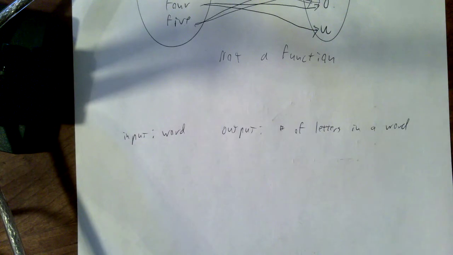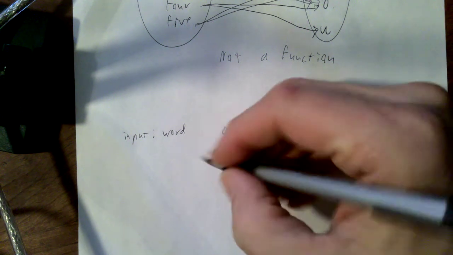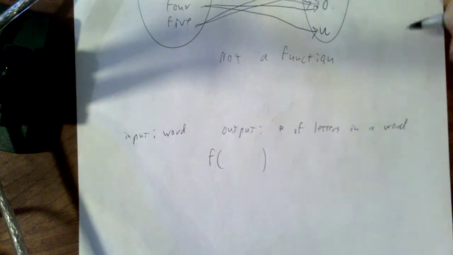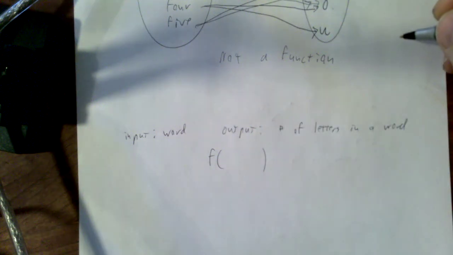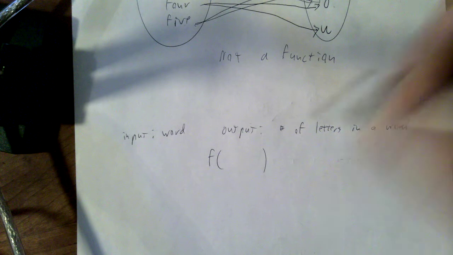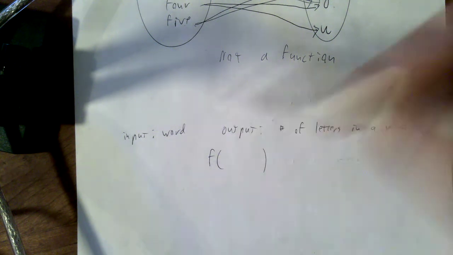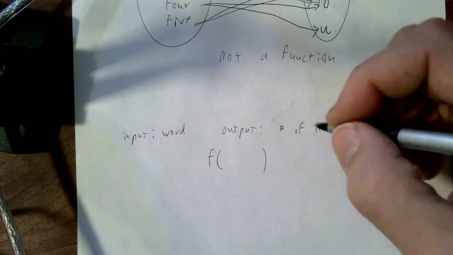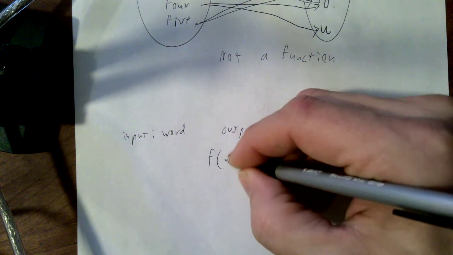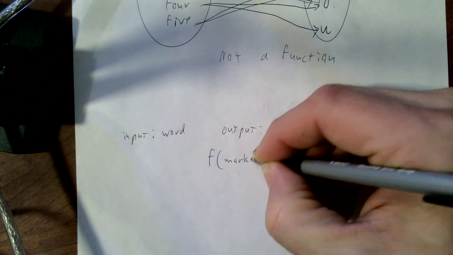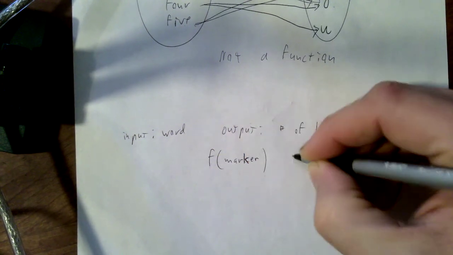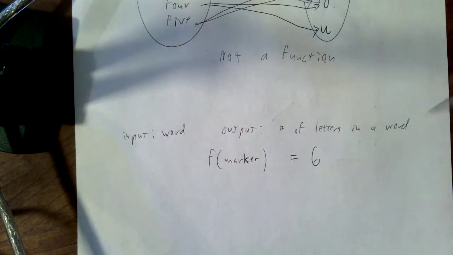Here's a different one, where the input is the word. And we could actually use any word in the dictionary on this. The output is the number of letters in the word. So if we call this function f, using the f of notation that you're probably used to from math, you put the input inside the parentheses. In this case, it would be a word. If I put the word marker in here, f of marker would be the number 6. It's the number of letters in the word.